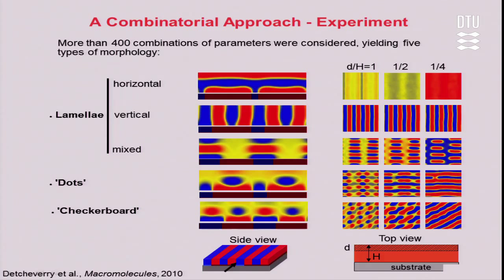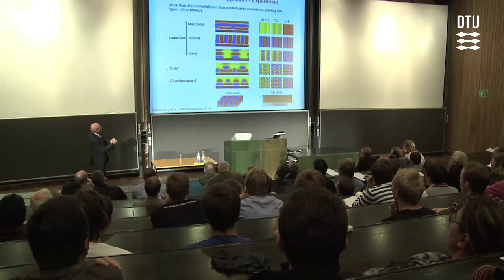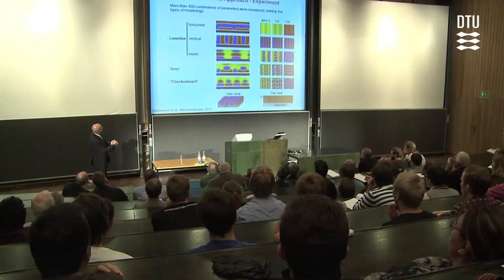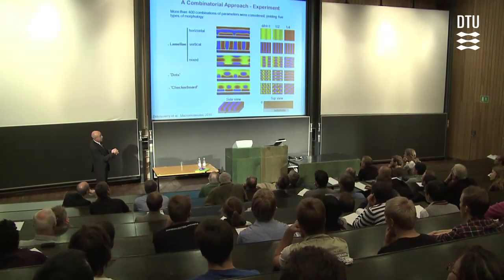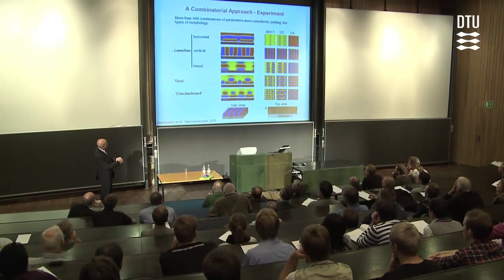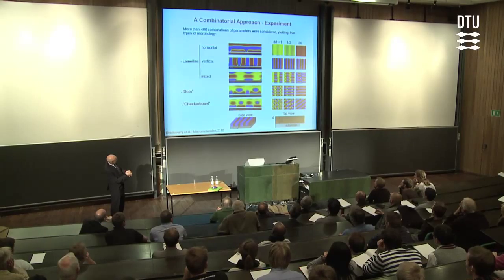So these are top-down images. So you're looking at it from the top. And these are cross-sections. You can form horizontal lamella, so they're lying down. Vertical lamella, those are the ones that you want. Mixed lamella, that's what they do. Dots or checkerboard patterns. From the top, the only one you like is these ones. These ones are useless.